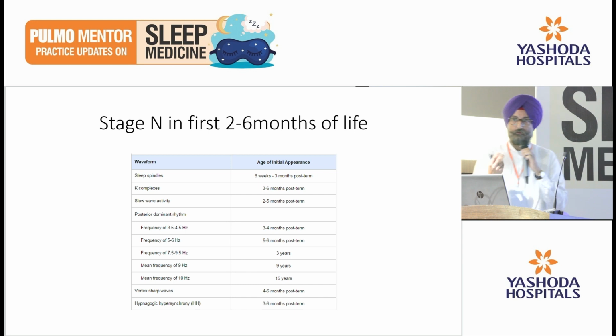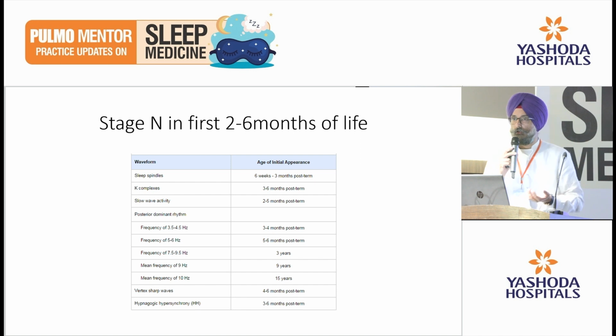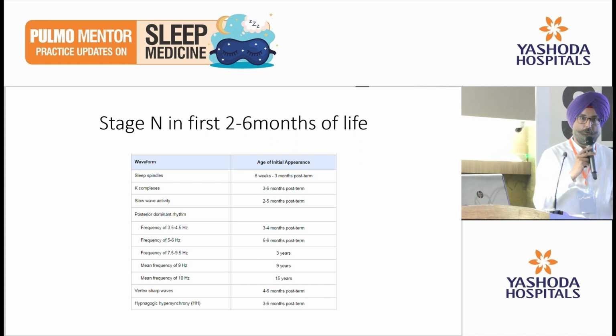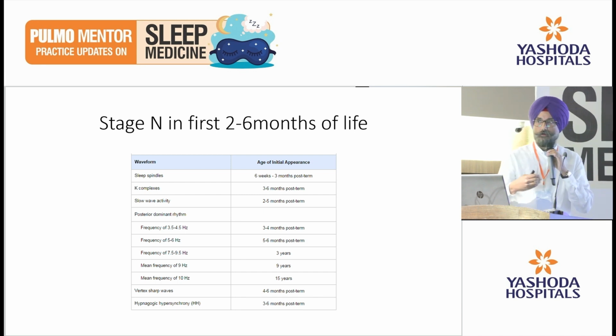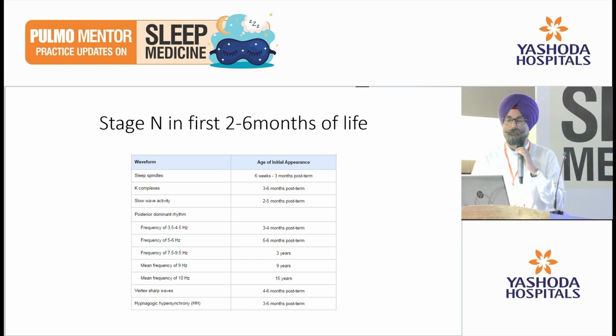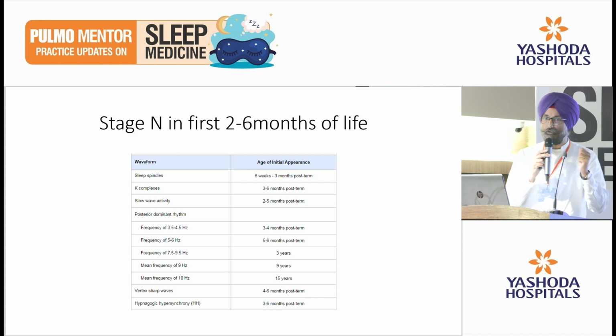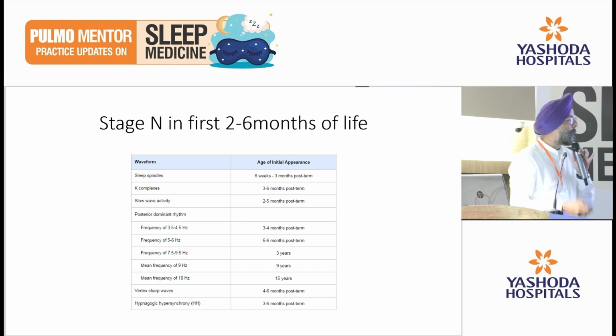Now, these waveforms, they are not present right at birth. When a child is born, all these waveforms are not visible. So they appear at different points of time post-birth. Like spindles are most prominent at 6 weeks to 3 months post-term. K complexes are prominent at 3 to 6 months post-term. Slow wave activity is very prominent by 2 to 5 months post-term. Vertex sharp waves are prominent by 4 to 6 months post-term. What it is telling you is, in the first 6 months of life, you may not be able to see all the waveforms.